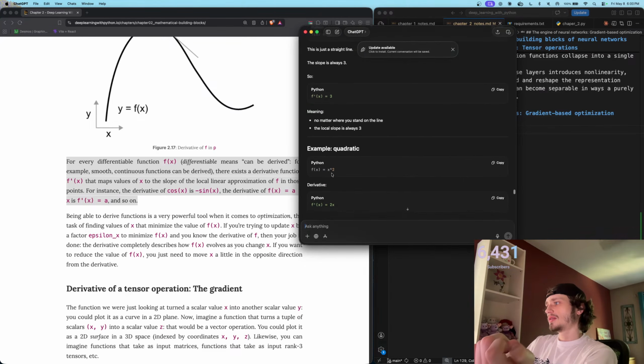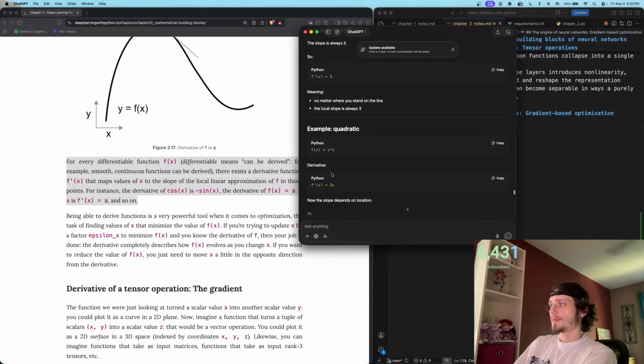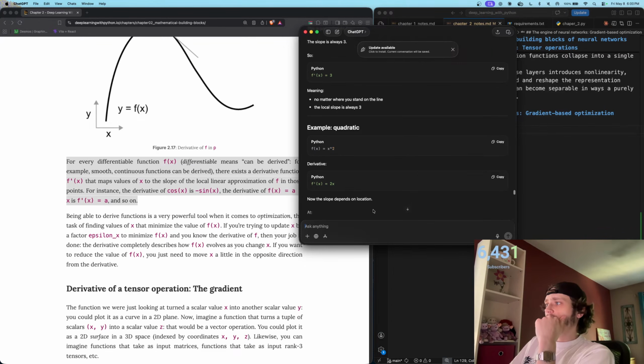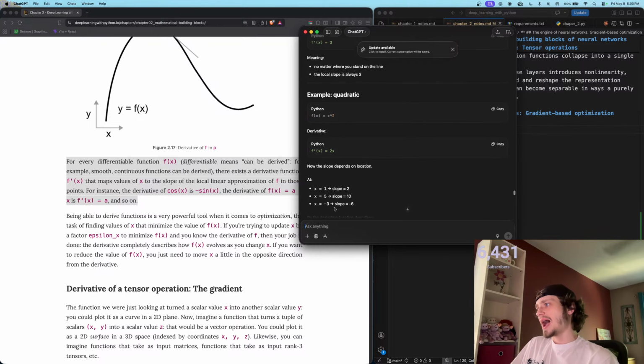Quadratic, f of x equals x squared. The derivative is f prime of x equals 2x. Now the slope depends on location. At x equals 1, the slope is 2. So this tells you the slope at x, basically.